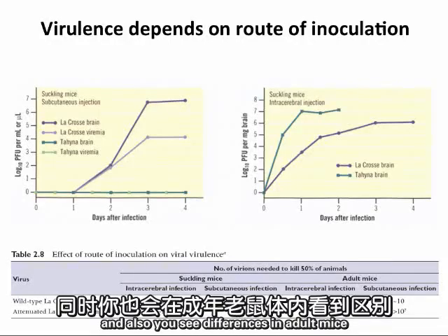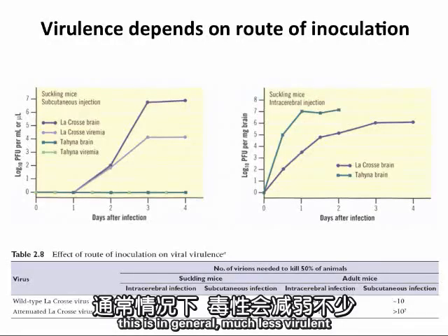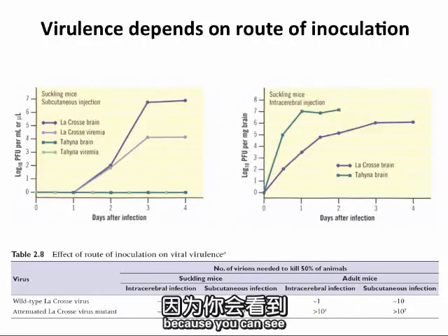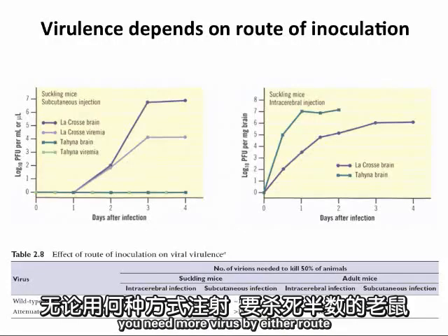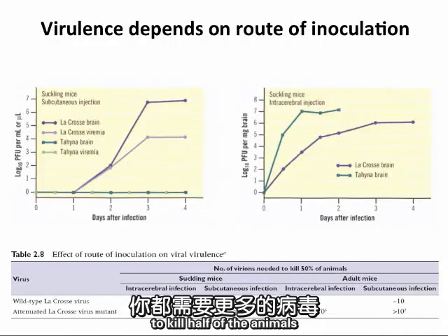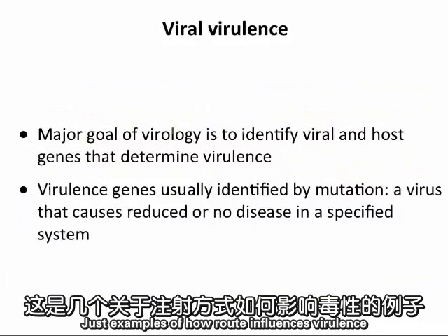And also you see differences in adult mice. This is in general much less virulent because you can see you need more virus by either route to kill half of the animals. Just examples of how route influences virulence.